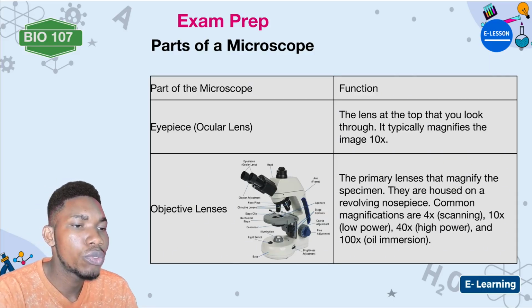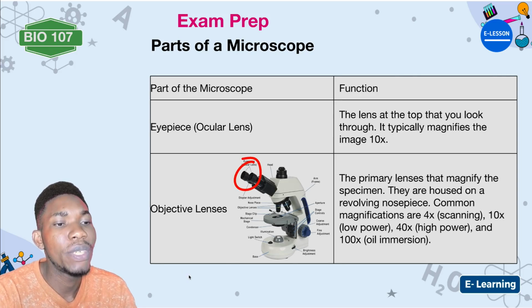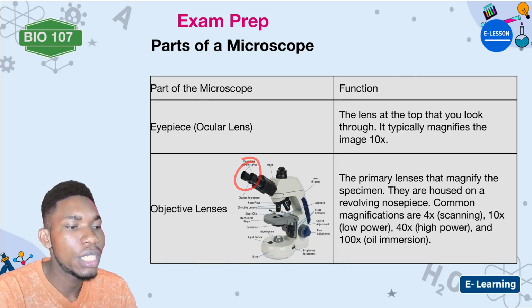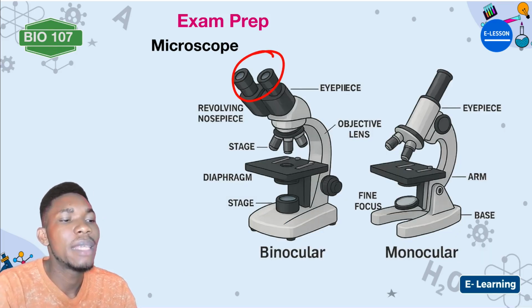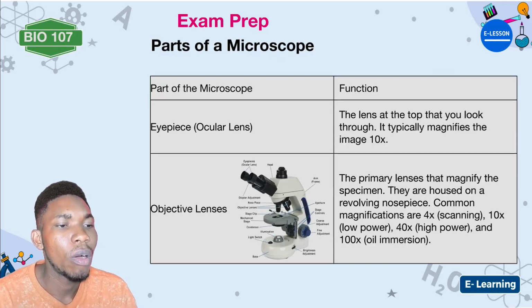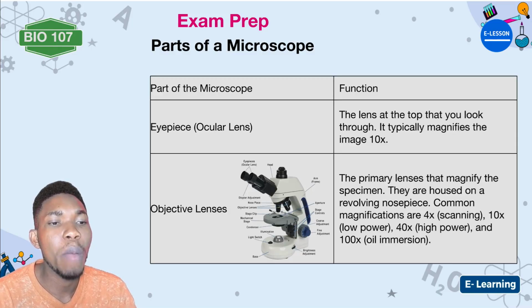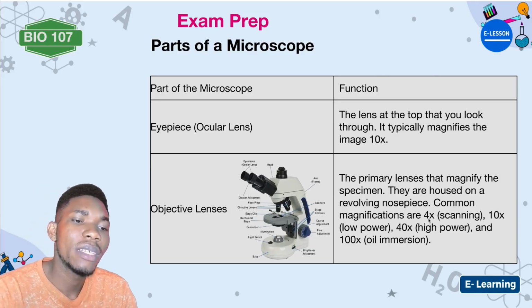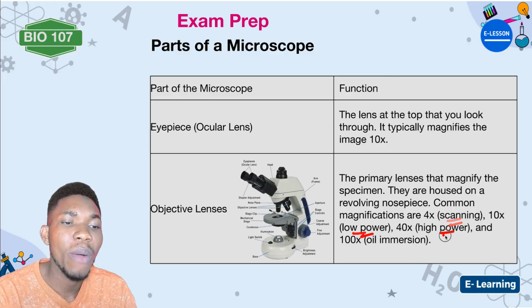This one that you look through here is the eyepiece. Are you getting it? This one here is the eyepiece. Is that okay? Now, objective lenses, the primary lenses that magnify the specimen, are housed in a revolving nose piece. Common magnifications are 4x, 10x. The 4x is called scanning, 10x low power, 40x high power, and then 100x oil immersion.